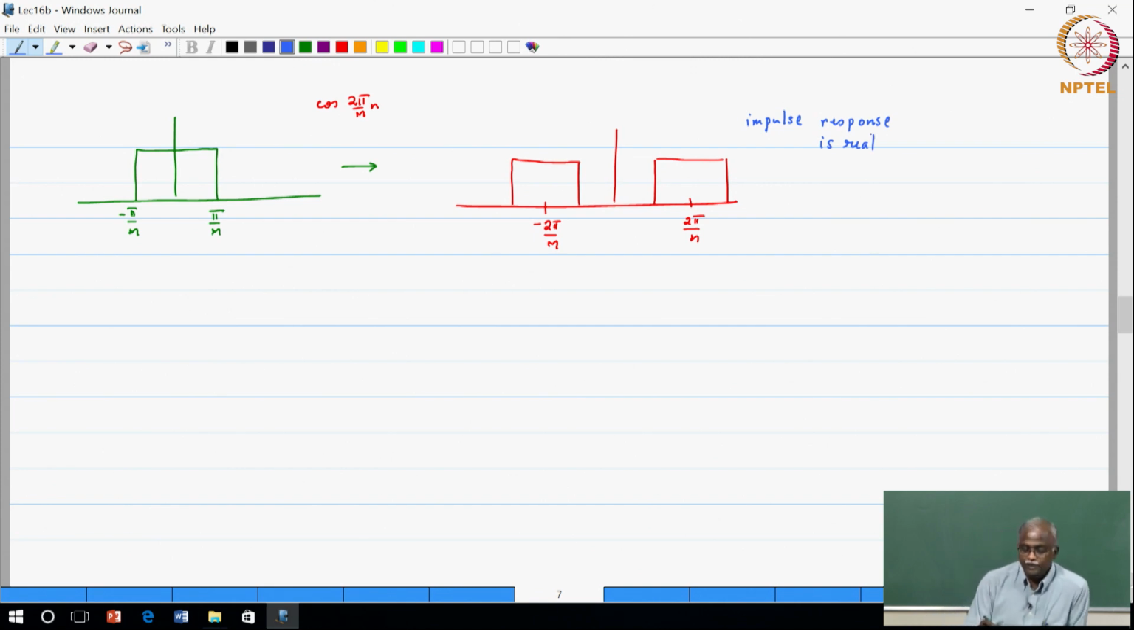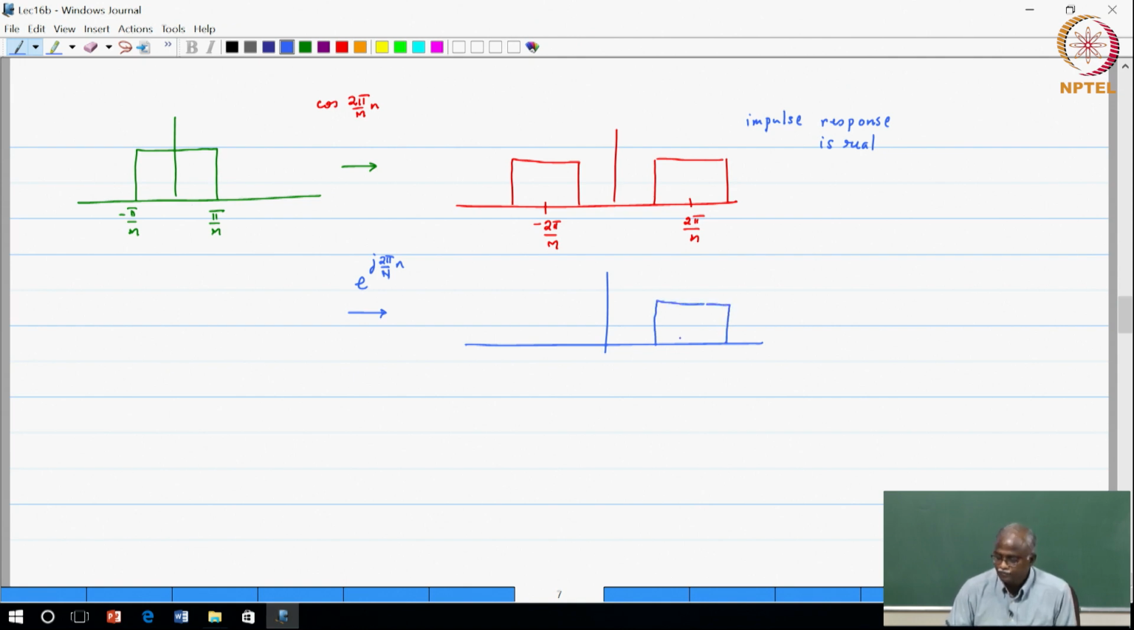On the other hand, the method that we talked about was using a modulation which was e power j 2 pi over m times n, and that gave us a different setup where you basically got a single spectrum. It was not plus and minus, there was only one centered at 2 pi over m. Okay. Now, there is a difference between these two. Which of these are we talking about, and why are we talking about one and not the other?